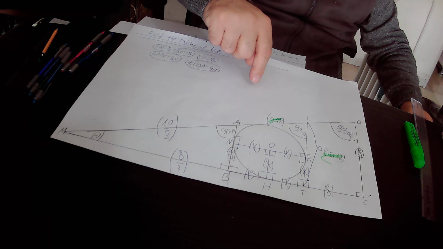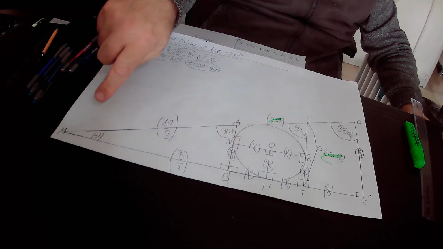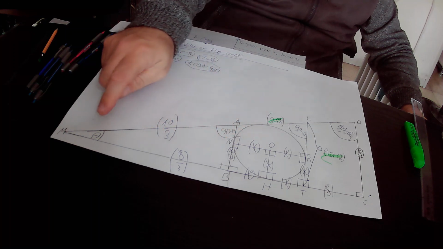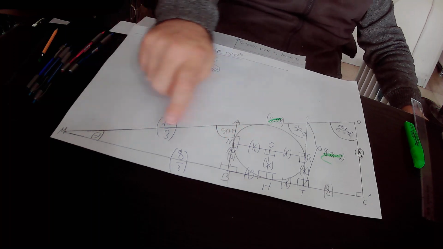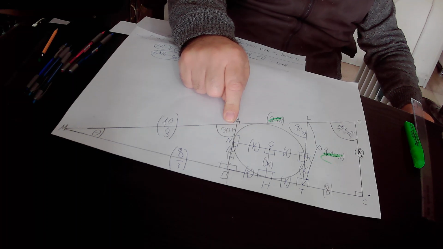Then we focus on this small right triangle MBA. In this small right triangle MBA, this angle equals theta. This angle equals 90 degrees, therefore the missing angle must be equal to 90 degrees minus theta.